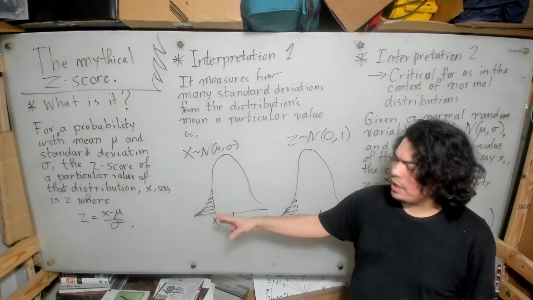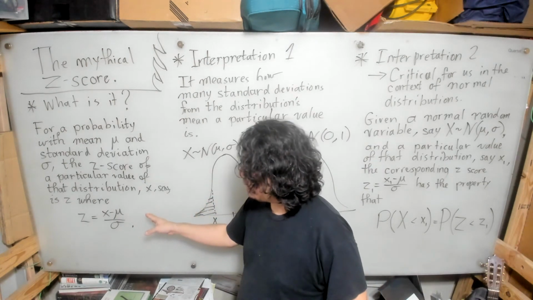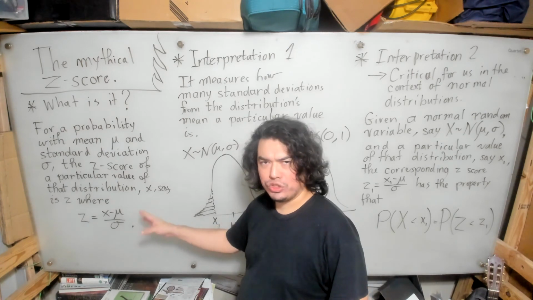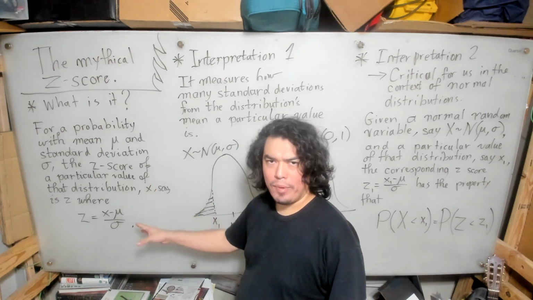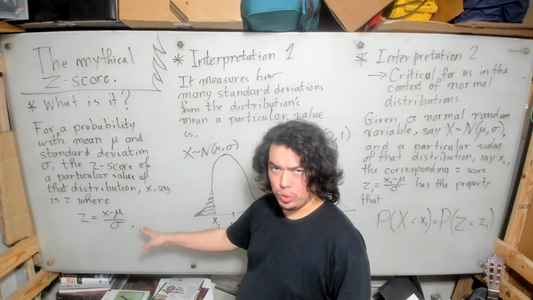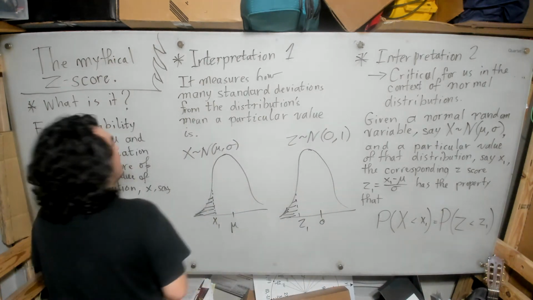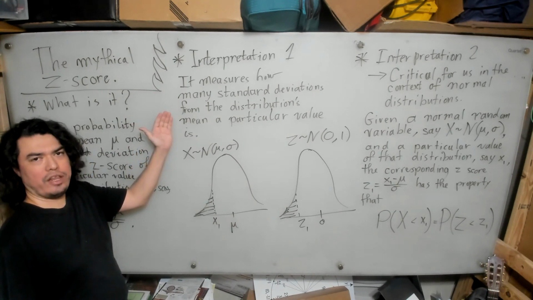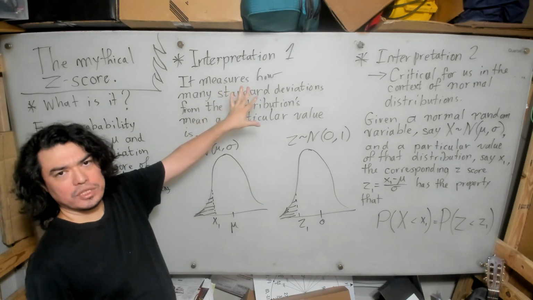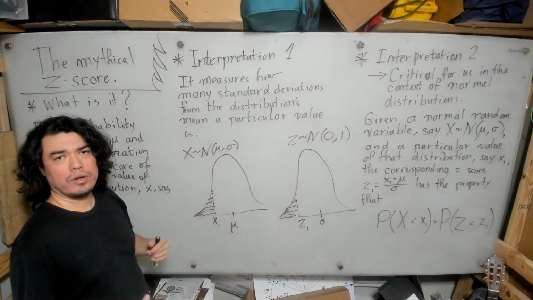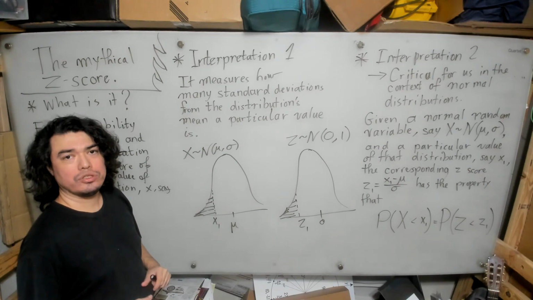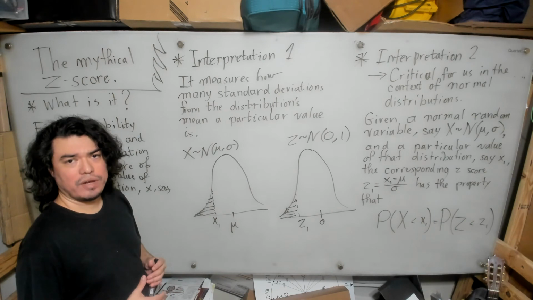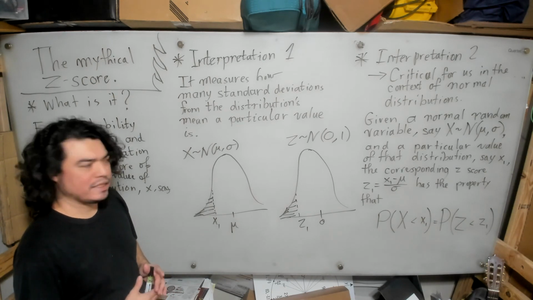The z-score is x minus mu over sigma, where x is a particular value of a probability distribution, where that probability distribution has mean mu and standard deviation sigma. Now we can interpret it as the measure of how many standard deviations from the distribution's mean a particular value is. So in the context of this interpretation, we can use it to compare values from different distributions to see how far away they are from the mean, and therefore assess comparative performance, like in the test example I gave.